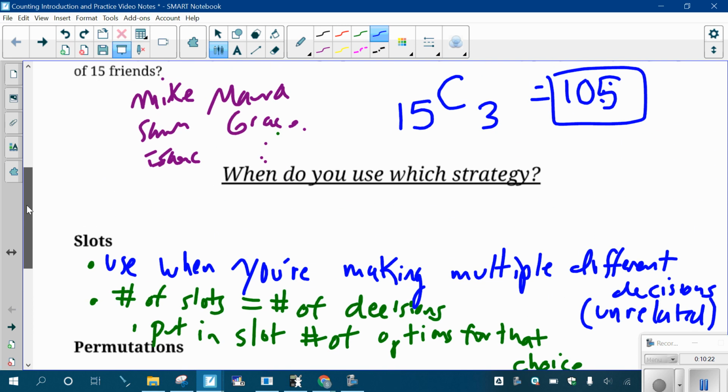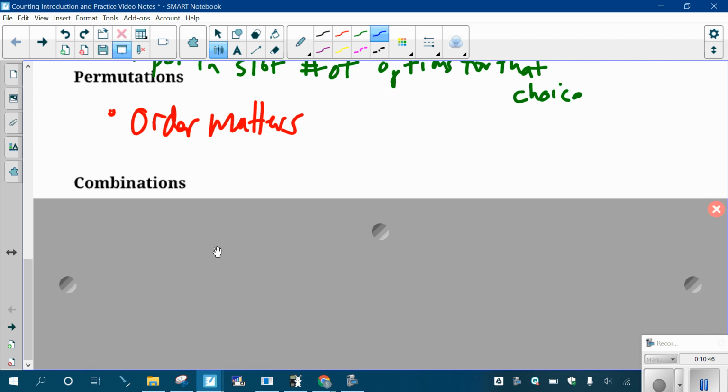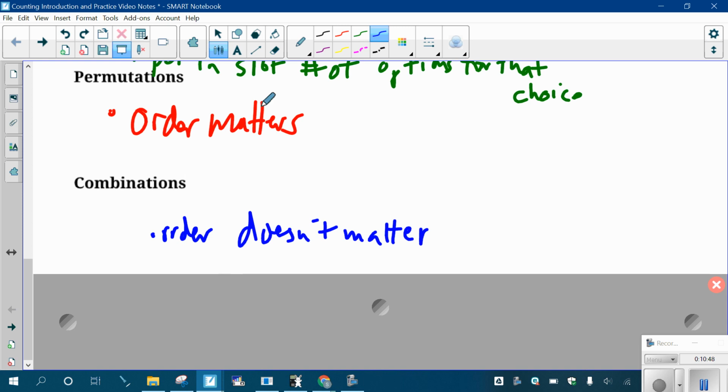If you look at that third example, when you're picking that group of 3 friends to come to your birthday party, there isn't an order. Like, picking Mike, Moore, and Grace is the same as picking Grace, Mike, and Moore is the same as picking Moore, Mike, and Grace. You're still choosing the same 3 people. It doesn't matter the order. Okay? When the order doesn't matter, it's called a combination. Okay, and that's when you use the C. So you use the C when the order doesn't matter.